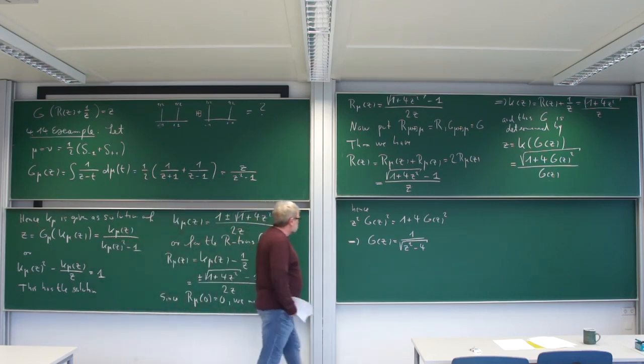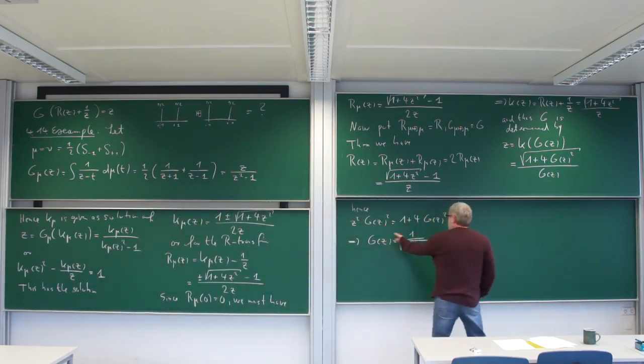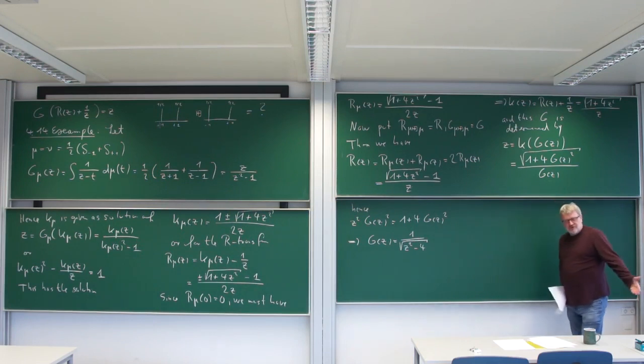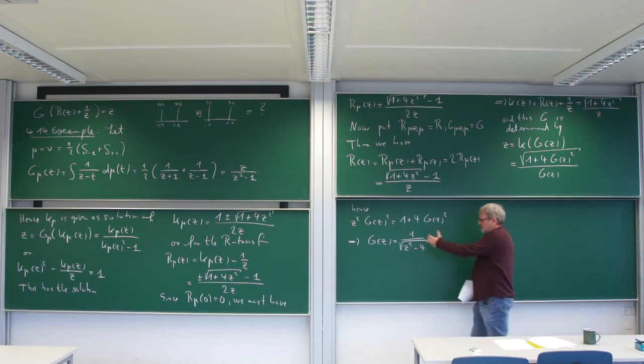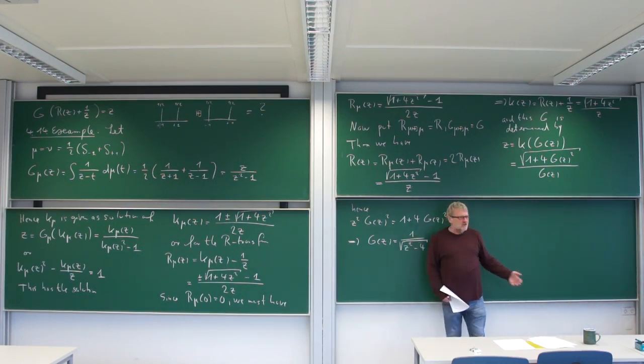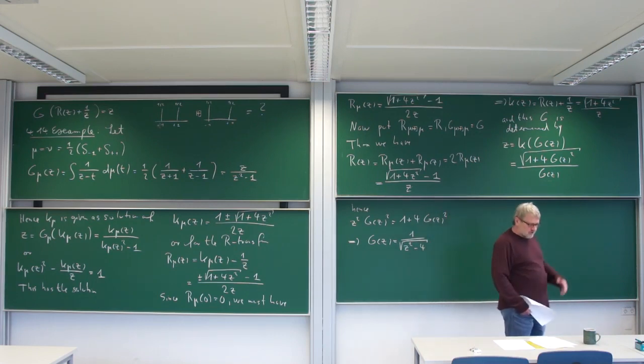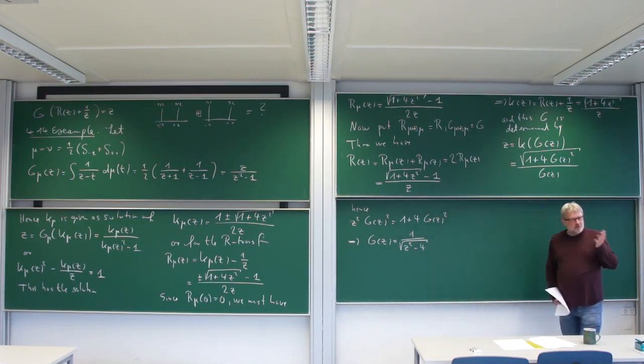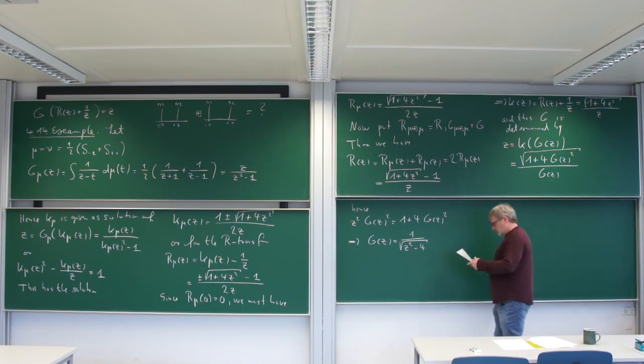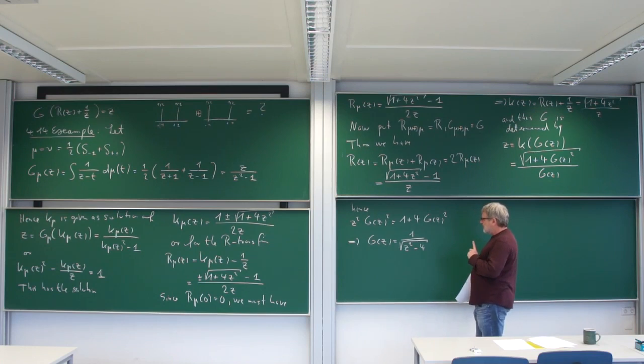Good, but we can calculate the corresponding distribution because we have the Stieltjes inversion formula. We have an explicit formula for G, and then we can use the Stieltjes inversion formula for getting an explicit formula for our distribution. But maybe first of all, we should think a little bit about what we have done.